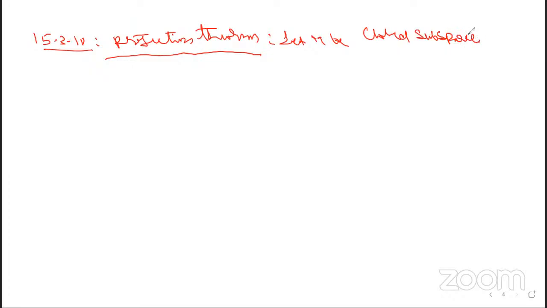closed subspace of Hilbert space H. Then H equal to M plus M perpendicular.